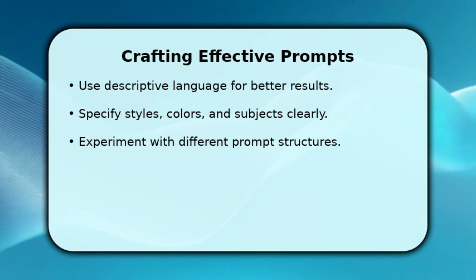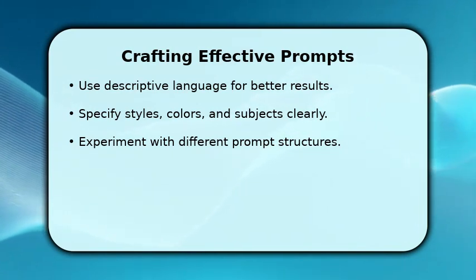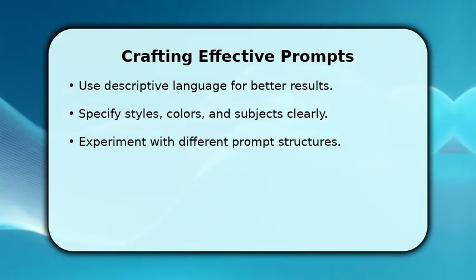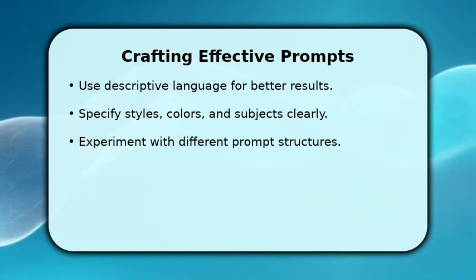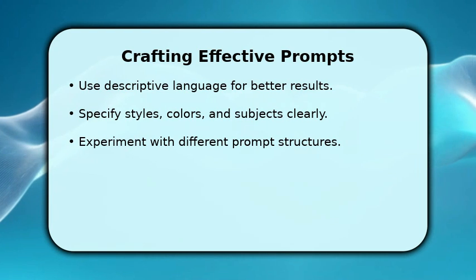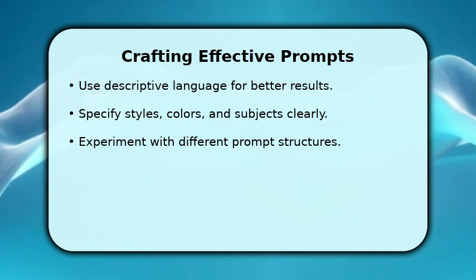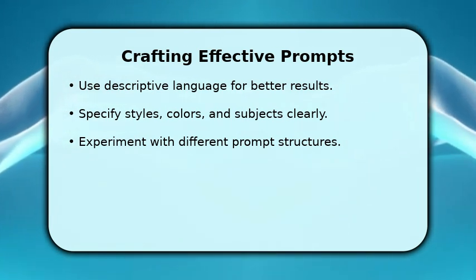To get the best AI images, focus on crafting detailed prompts. Describe your subject, setting, and desired mood. For example, instead of a dog, try a golden retriever playing in a sunny park with vibrant green grass. Include artistic styles like watercolor or photorealistic. Adding details about lighting or color palettes, such as warm golden hour light, significantly improves the output quality.